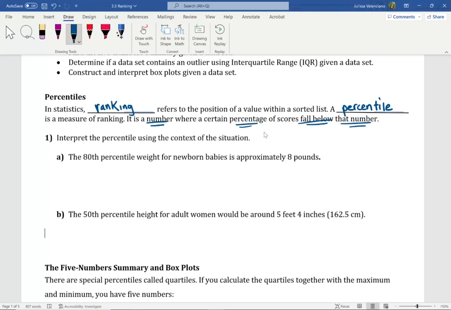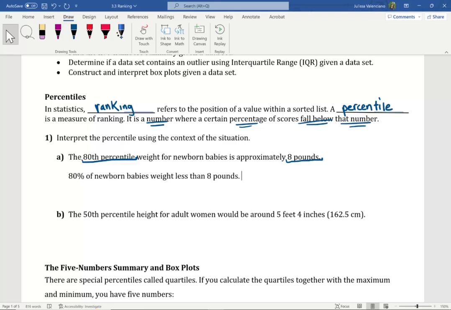So let's go ahead and look at some examples to help you understand percentiles and to help you practice how to interpret percentiles. In exercise number 1, we're going to interpret percentiles using the context of the situation. So in part A, we're being told that the 80th percentile weight of newborn babies is approximately 8 pounds. In other words, 8 pounds corresponds to the 80th percentile. This means that 80% of newborn babies weigh less than 8 pounds.